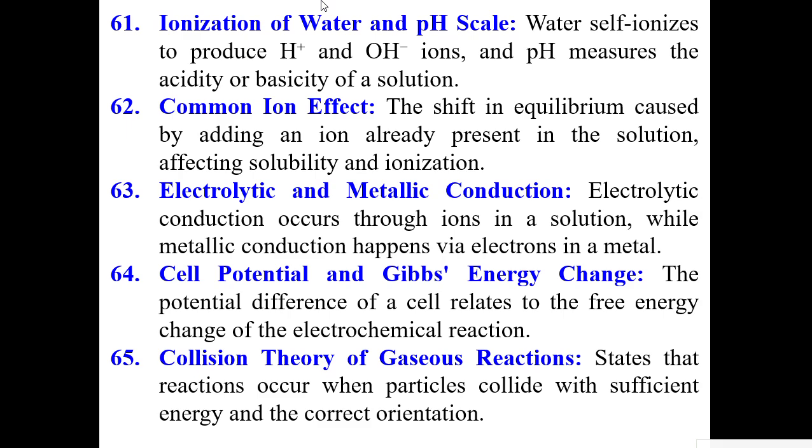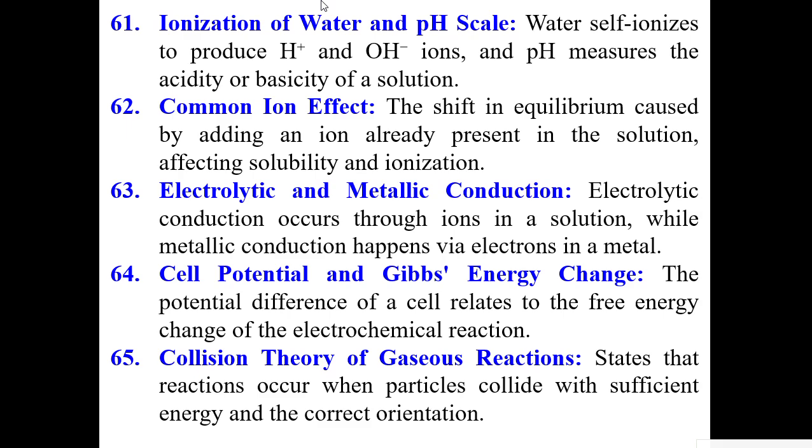Then electrolytic and metallic conduction. In metals, there will be free electrons throughout the lattice. Because of the movement of the free electrons, electricity passes. Then if you take an electrolyte, that means you take a solution and keep two electrodes apart. One will act as the cathode, one will act as the anode. From cathode to anode, electrons pass. From anode to cathode, positive charge will pass. That is electrolytic conduction.